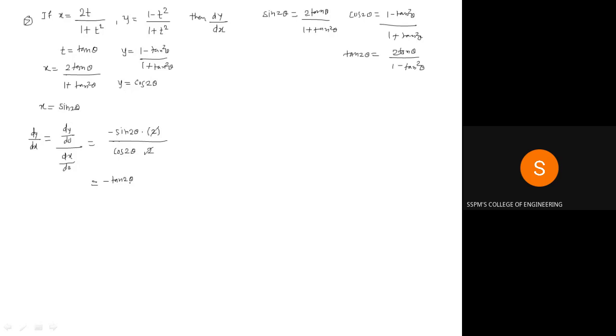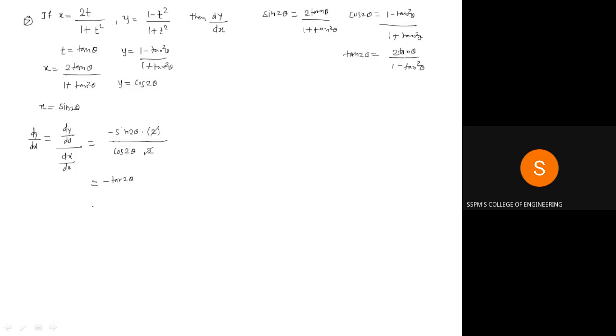But what about theta? What is the value of theta? You can find the value of theta by expressing it in the form of... see, sin 2 theta is x, which means 2 theta is sin inverse of x, so theta is equal to half into sin inverse of x. Will you write the solution in the form of x or in the form of y? No, the solution should be in the form of t. Because x and y are in t, the derivative should also have its value in t.